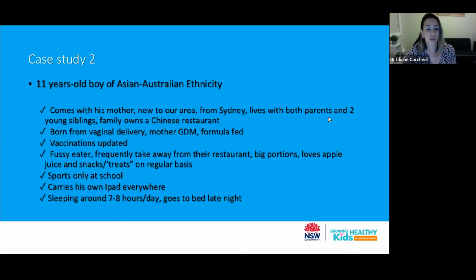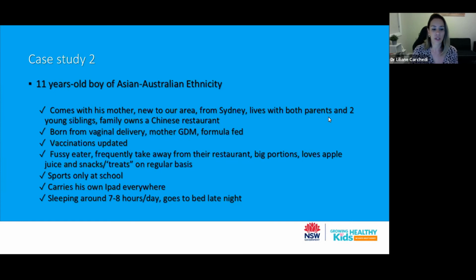So it was an 11 year old boy. The family actually came, they're new to our practice. They came from Sydney and live with both parents. They own a Chinese restaurant here. No intervention since then, very healthy kids. Just as a background, knowing that gestational diabetes does have a big impact on the weight of the kids, especially if formula fed as well.